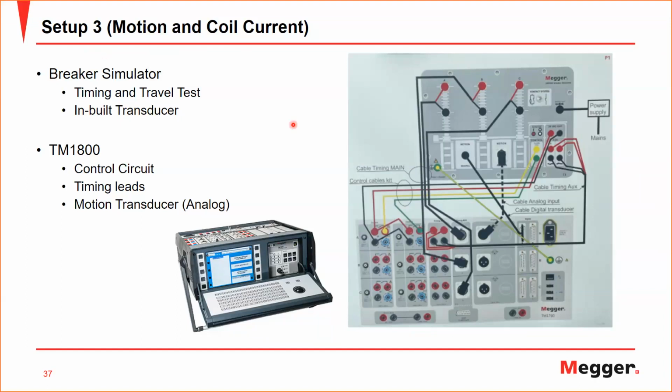The connection is as shown here. I will be connecting my control, close or trip, both of them to my control circuits here in the simulator. And also I will be connecting an analog channel, which is required for analog type transducers. We have some digital type transducers as well. That goes to the motion input, and also the timing leads, phase A, phase B, phase C, as we did for the ACB breaker that I had previously. So let's open the camera again and start doing some testing.